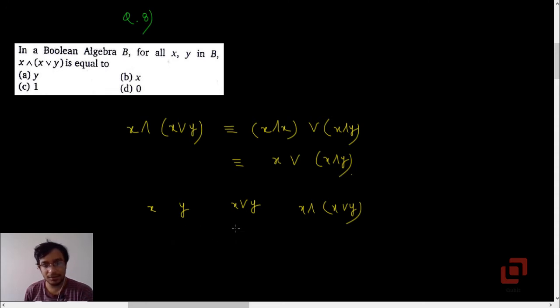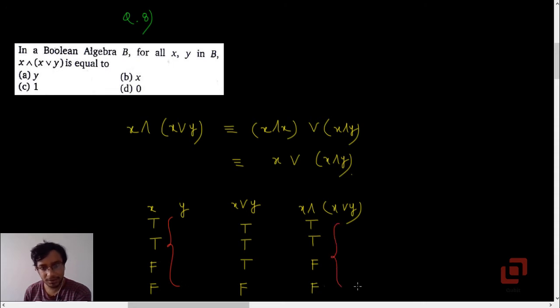Now for x or y it is TTTF, and for x it is TTFF. Okay, so x and (x or y) will be TTFF. So that is actually equivalent to x, right? TTFF, TTFF. So the given Boolean polynomial, or given Boolean function, is logically equivalent to or equal to x.